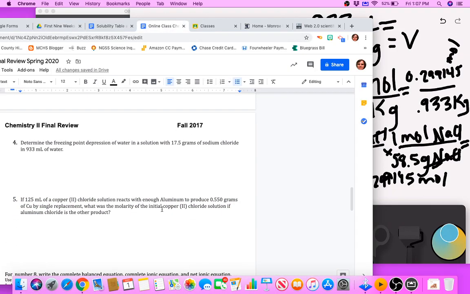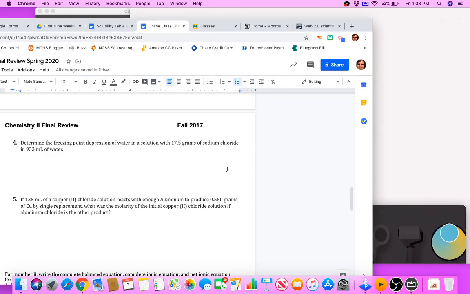If 125 milliliters of a copper 2 chloride solution reacts with enough aluminum to produce 0.550 grams of copper by single replacement, what was the molarity of the initial copper 2 chloride solution if aluminum chloride is the other product? Okay, this is a problem that you guys had on another test and everybody struggled with it. So let's go ahead and just write down what we have right now.